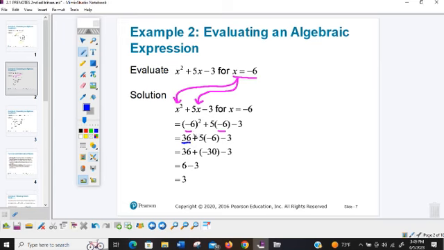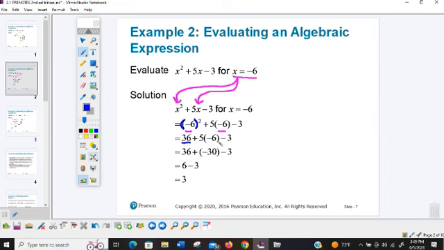Now, if you are using a calculator, you must use the parentheses. If you just type negative 6 squared, it's going to tell you it's negative 36. If you want to square that negative, you have to put it in parentheses. So negative 6 times negative 6 is positive 36. Okay, we clear that first. Now we have 36 plus 5 times negative 6 minus 3.